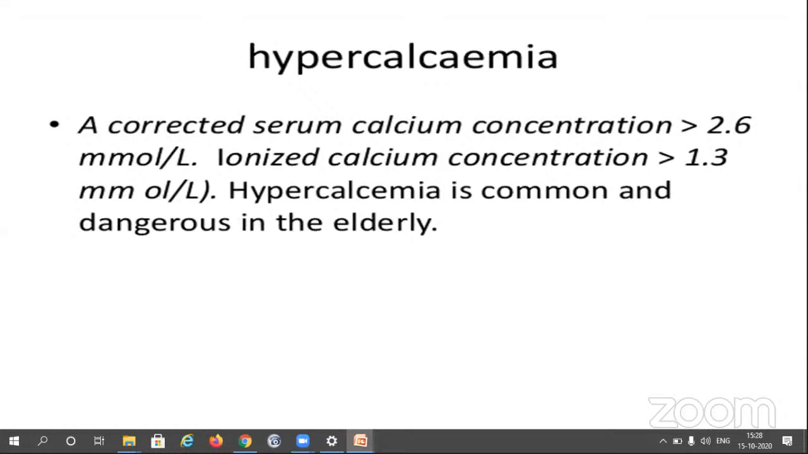Coming to hypercalcemia, a corrected serum calcium concentration of more than 2.6 millimole per liter, or an ionized calcium concentration of more than 1.3 millimole per liter. Hypercalcemia is common and dangerous in the elderly.